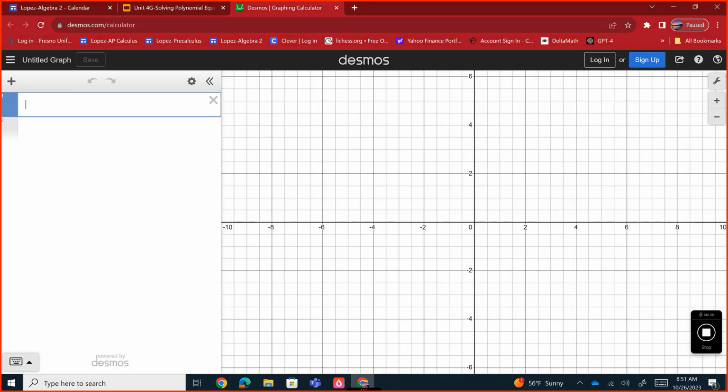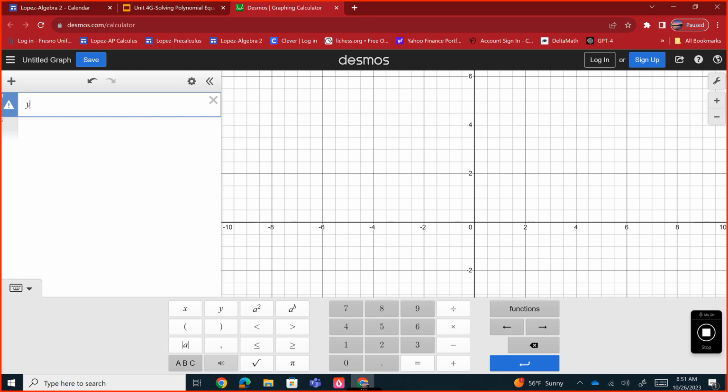I'm going to graph it. Y is equal to negative 2x cubed. Oh, it wasn't negative 2x? Minus 2x squared, and then minus 40. Plus 40. What was the original? Oh yeah, plus 40x.